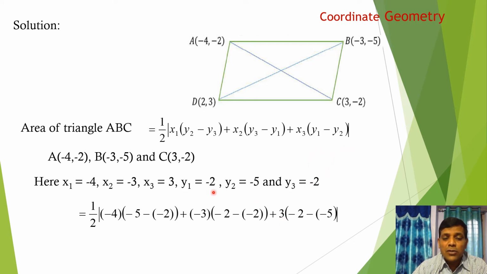So y1 is equal to minus 2 and y2 is equal to minus 5. This is written as minus 2 minus of minus 5. So next step, half mod minus 4 into minus 5 minus into minus plus 2, minus 5 plus 2, plus minus 3 into minus 2 minus into minus plus 2. So this is written as minus 2 minus of minus 2 plus 2, plus 3 into minus 2 minus of minus 5 plus 5. Write on the next step.